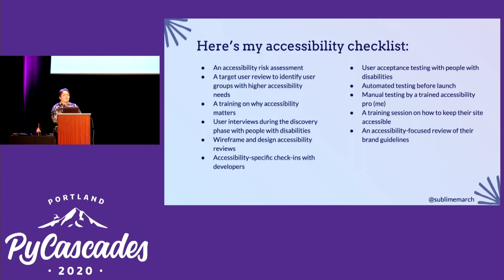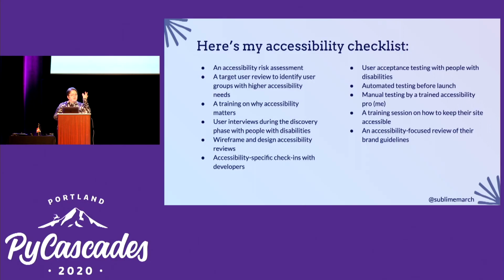We've done an accessibility risk assessment on the project. How likely is it that this client of ours might get sued, or things like that? We do a target user review to identify user groups that have a higher accessibility need. Say, for example, I have a client that provides social connections via an app to elderly folks. They are more likely to have higher rates of different kinds of disabilities. So that's an important aspect of evaluating those users. Also, a training for the client or the business, whatever that might be, on why accessibility matters early on is another criteria I'm looking for.